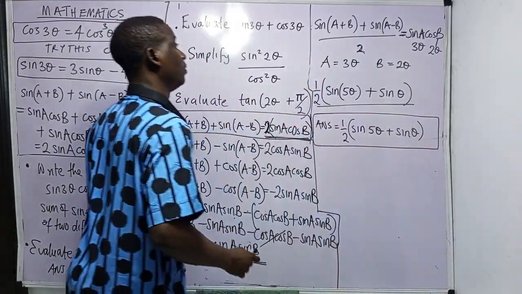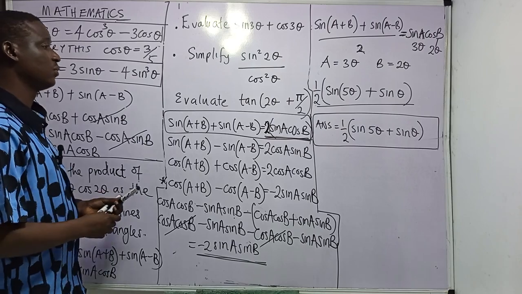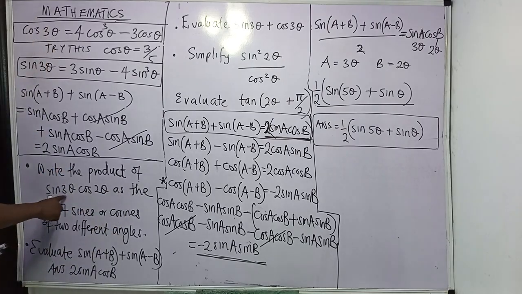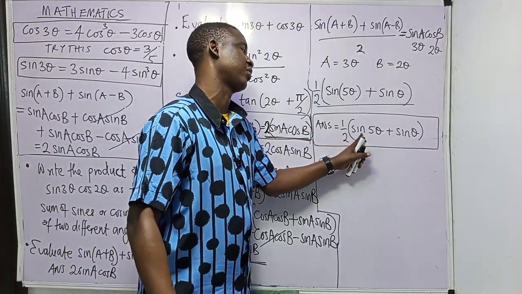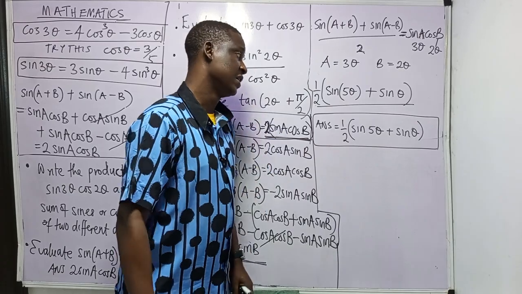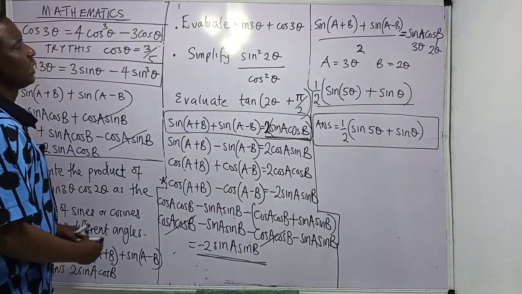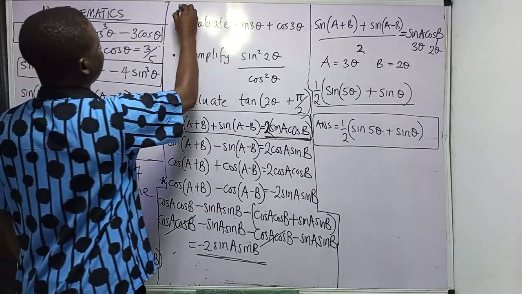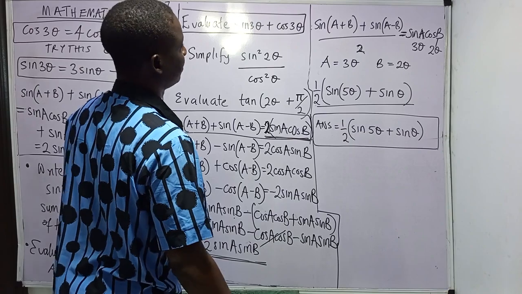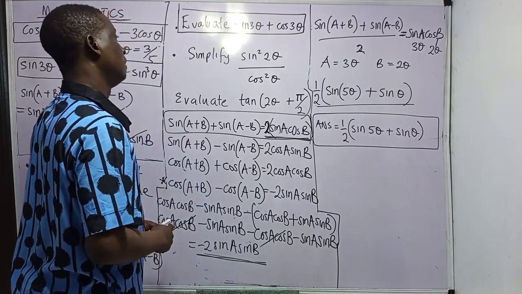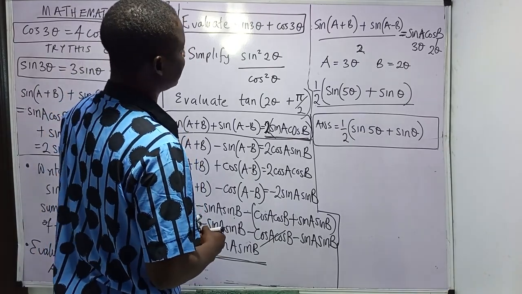Final answer for that question. So the question is sine 3 theta cos 2 theta. I have an answer of 1 over 2 sine 5 theta plus sine theta. Now we go to the last one because I'm leaving this one for you to solve. Use the first method to solve that. Let's see what we have.